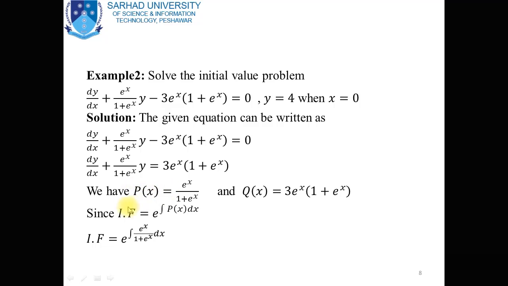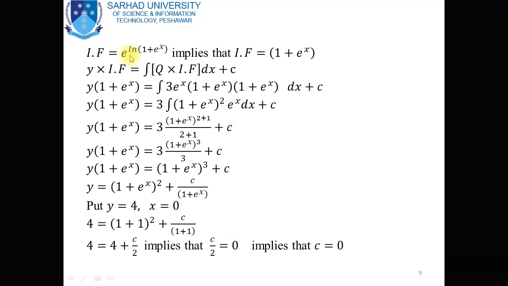So first of all, find the integrating factor, e power integration of p function with respect to x. Since in this differential equation y is dependent, the p function will be a function of x. So the integrating factor is e power integration of e power x divided by 1 plus e power x, since this is the p function. Now the integrating factor is equal to e power natural log of 1 plus e power x, and this implies that the integrating factor is equal to 1 plus e power x.